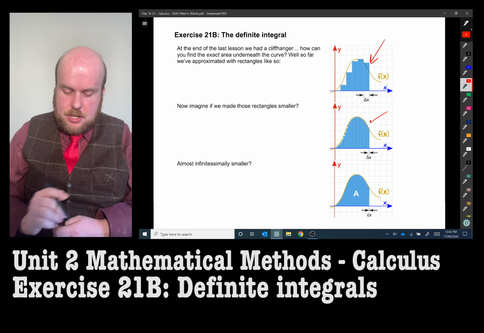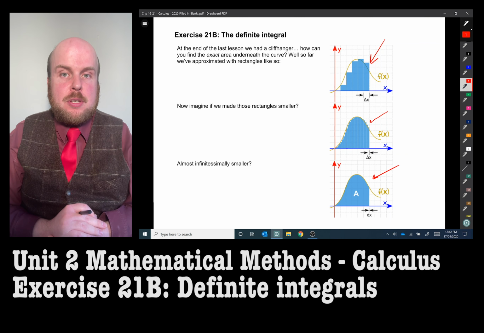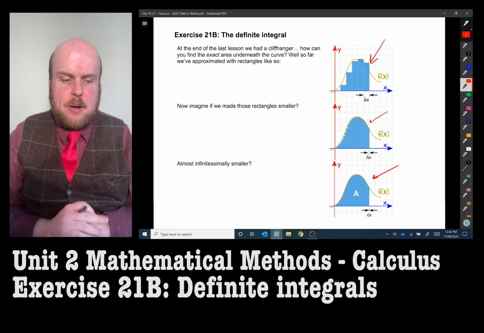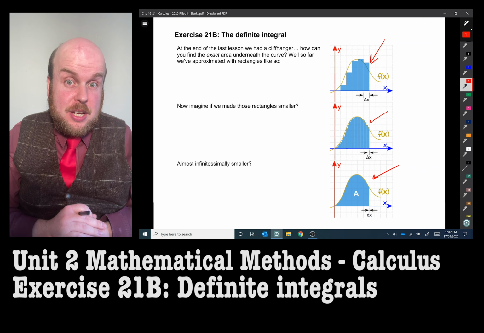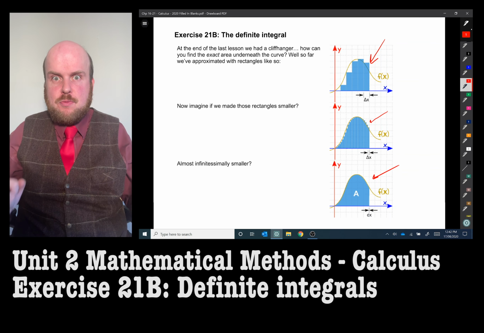So then my question is, what if I made those rectangles infinitesimally small? In other words, what would happen if the change in x approached zero? You could almost say, the limit as the change in x approaches zero. Where have we used limits before? But of course in derivatives.